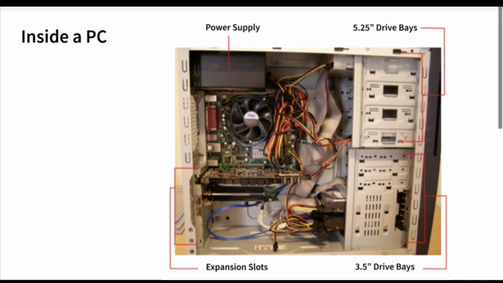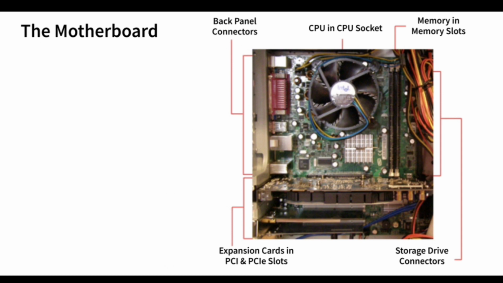Inside a computer, we can see there are various components like power supply, drive bays, and expansion slots. When it comes to the motherboard, it is the main printed circuit board in a computer. It is the computer's central communication backbone connectivity point through which all computer components and external peripherals are connected. Motherboards can be found in virtually all computers, especially desktop and laptop PCs. Here you can see back panel connectors, CPU in CPU socket, and connection cards in PCI and PCIe slots.